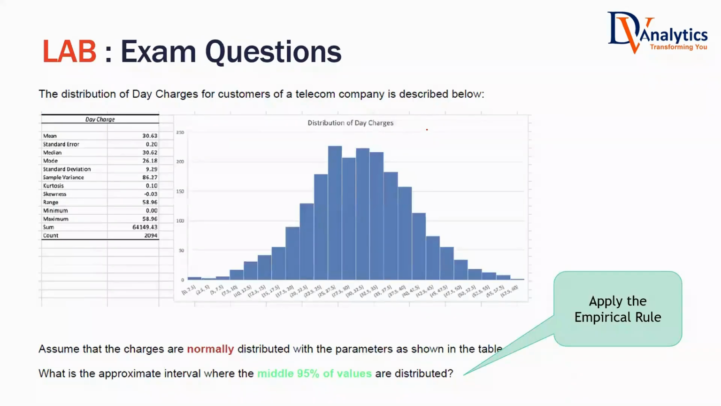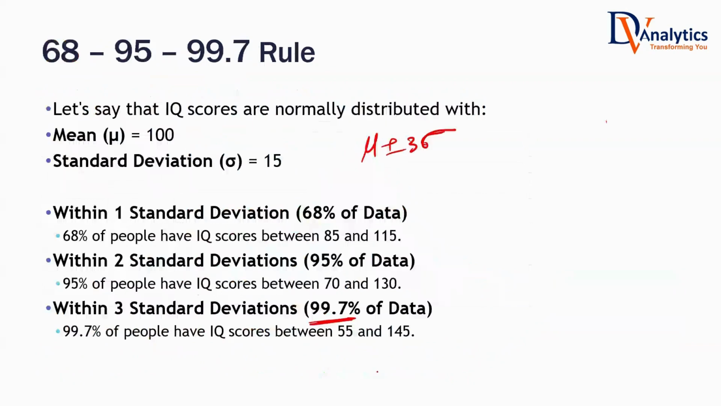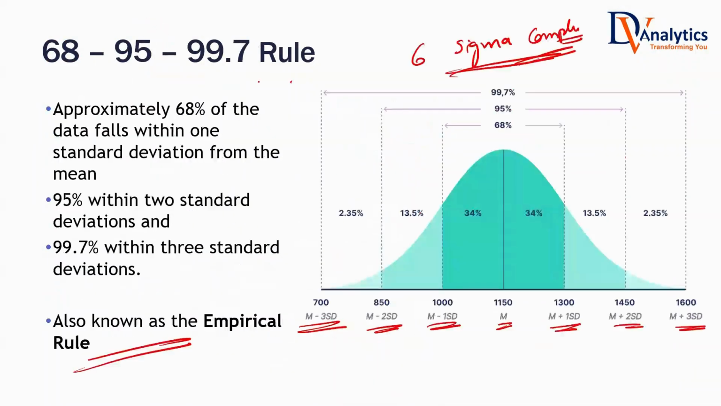Now, there is one of the sample questions that was given in the exam. Let us try to solve it with this knowledge. So look at this question. The distribution of day charges for customers in a telecom company are described below. Assume that the charges are normally distributed. So assume that this is a normal distribution. What is the approximate interval where the middle 95% of the values are distributed? Middle 95% of the values are distributed where?